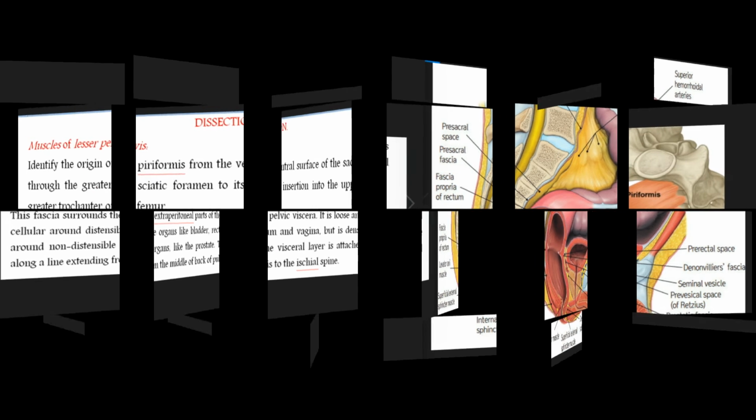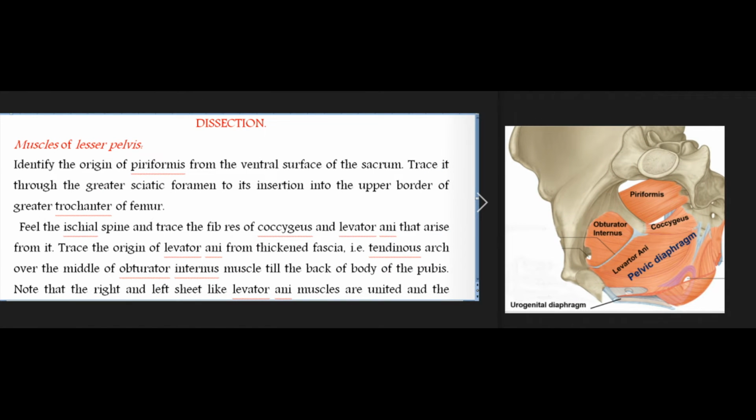Dissection. Muscles of the lesser pelvis: identify the origin of piriformis from the ventral surface of the sacrum. Trace it through the greater sciatic foramen to its insertion into the upper border of the greater trochanter of the femur.